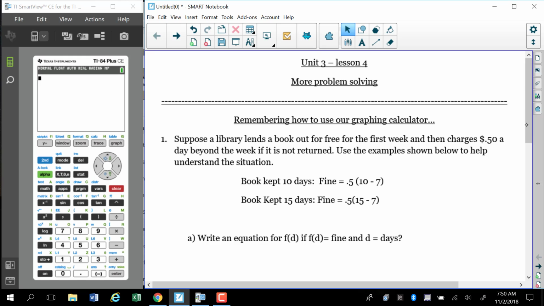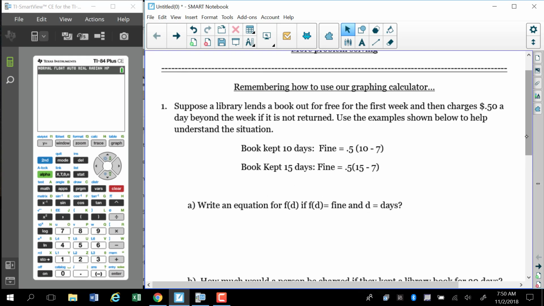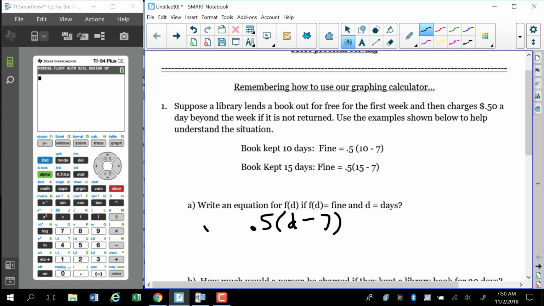So if we wanted to do this, most of you could look at it and say, all right, for the first week, it's nothing. And then you're going to charge 50 cents. So if it's 8 days, you're only going to charge 50 cents. If it's 10 days, you'll get charged 15 cents. And you're taking that away from the 7 days and multiplying by 50 cents. So if you want to turn that into an equation, you can use this similar idea and just say, well, 0.5 times the number of days minus 7. And that will give you the fine.